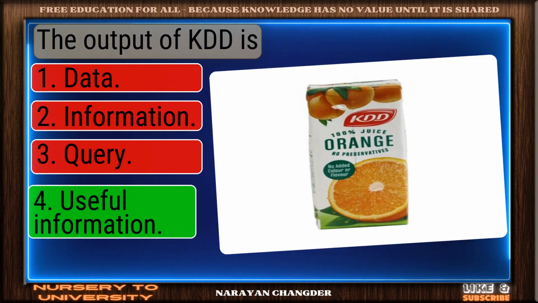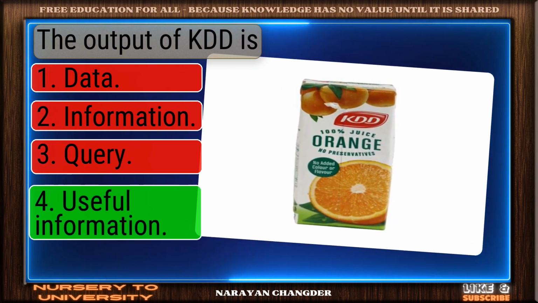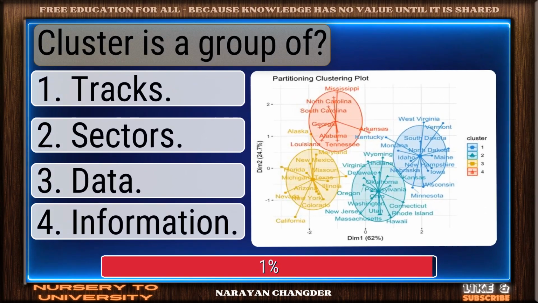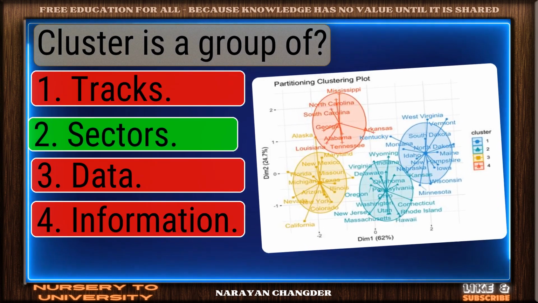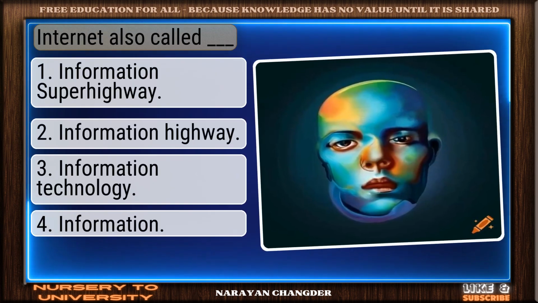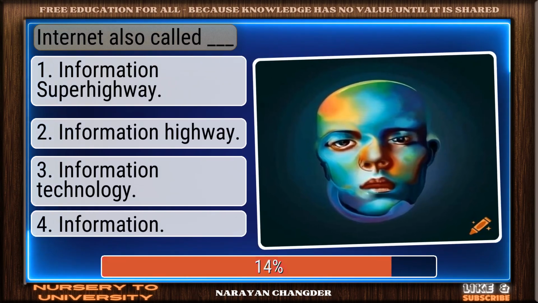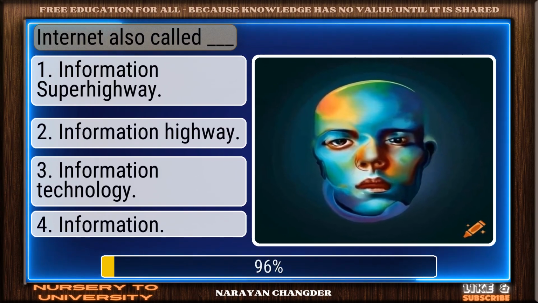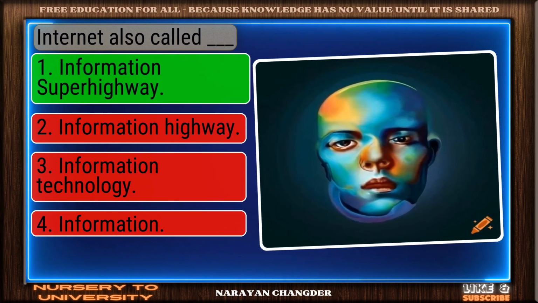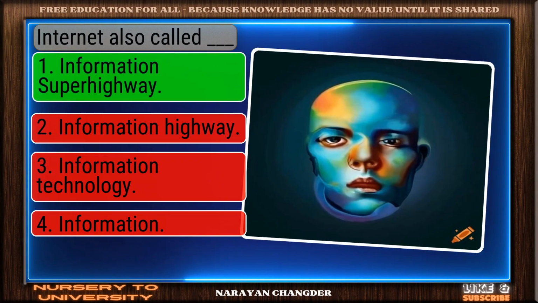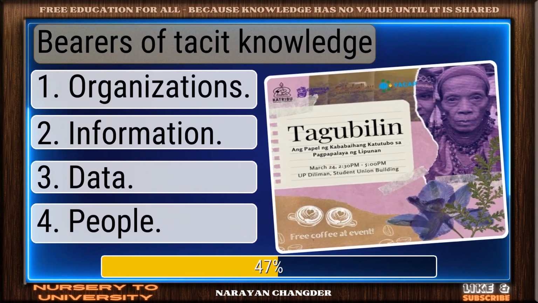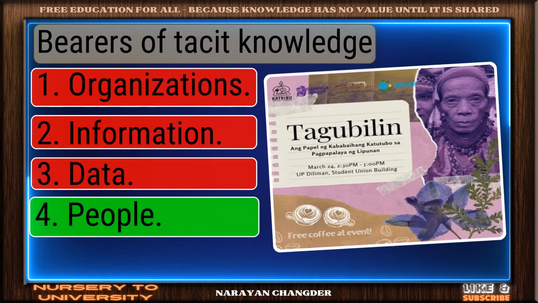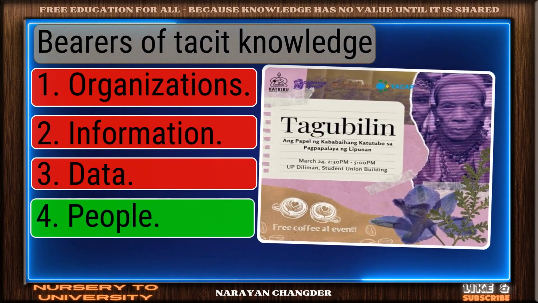Right choice. Useful information is best. Cluster is a group of... Clear logic. Sectors is sound. Internet, also called dash... Exactly. Information superhighway makes sense. Bearers of tacit knowledge... Valid point. People is true.